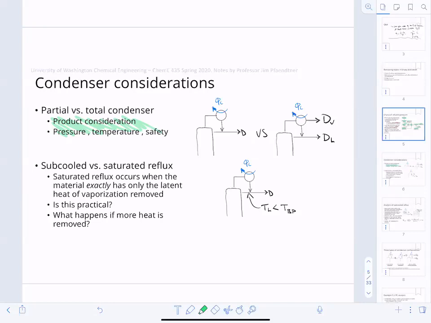Chemical engineers wear a lot of hats. You have to think about safety first. You have to think about stewardship of the environment and sustainability.